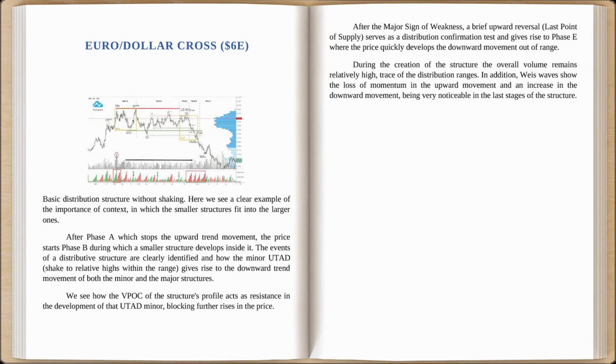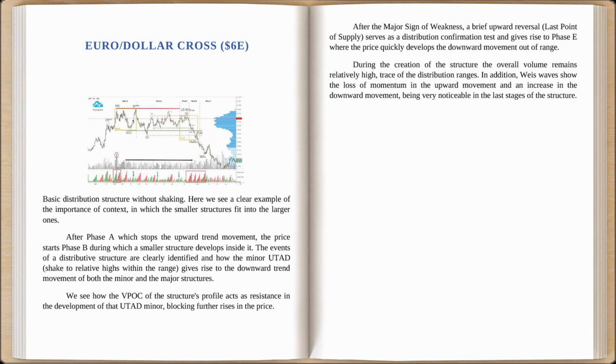Euro-dollar cross, $6E. Basic distribution structure without shaking. Here we see a clear example of the importance of context, in which the smaller structures fit into the larger ones. After phase A, which stops the upward trend movement, the price starts phase B, during which a smaller structure develops inside it. The events of a distributive structure are clearly identified, and how the minor UDADs shake to relative highs within the range gives rise to the downward trend movement of both the minor and the major structures.